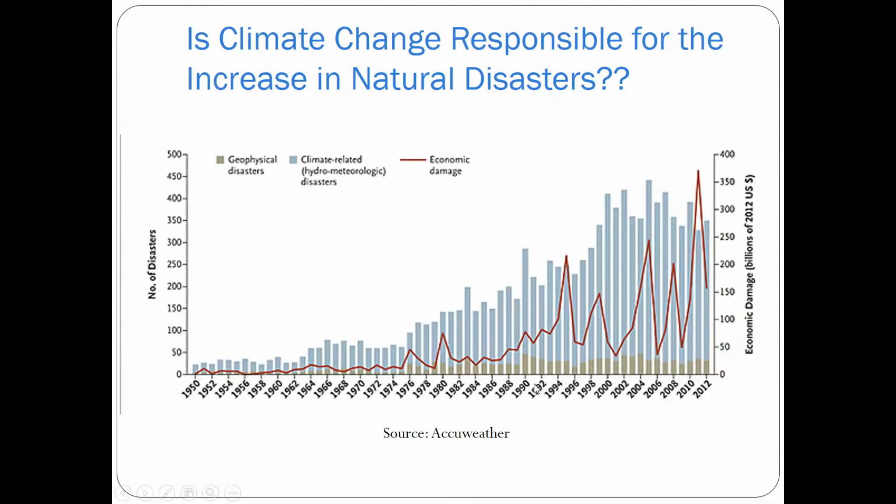Anything in green represents what are called geophysical natural disasters. These are things such as earthquakes, volcanoes, and tsunamis. Things that are not related to the atmosphere. On the other hand, the blue represents things such as hurricanes, tornadoes, droughts, wildfires, anything that is weather related. And then this red line represents the amount of economic damage that's being caused.